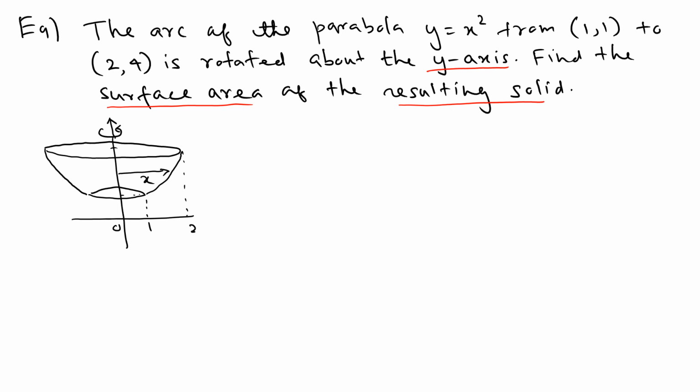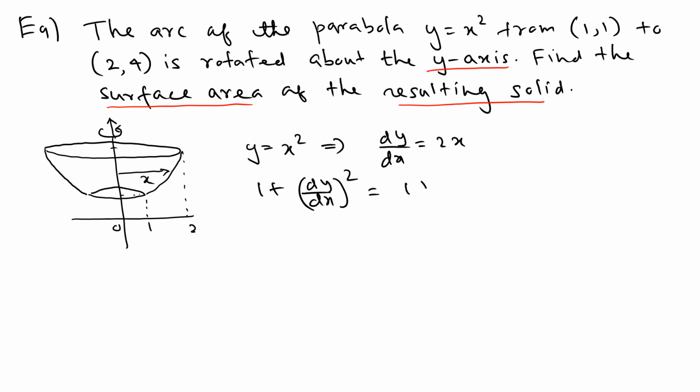Okay, so we have y equal x squared. That means dy over dx is 2x. This is a nice continuous function. So that means 1 plus (dy over dx) squared, and you always need to simplify this part, is 1 plus 4x squared.